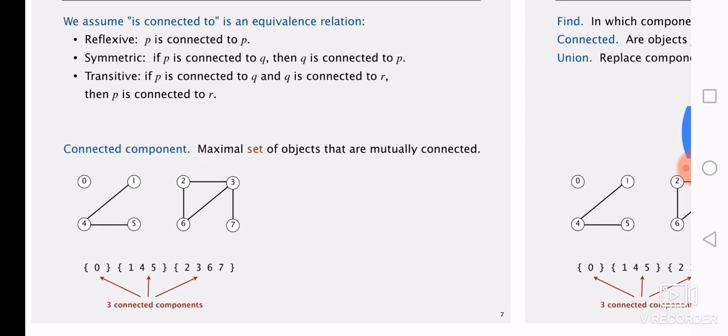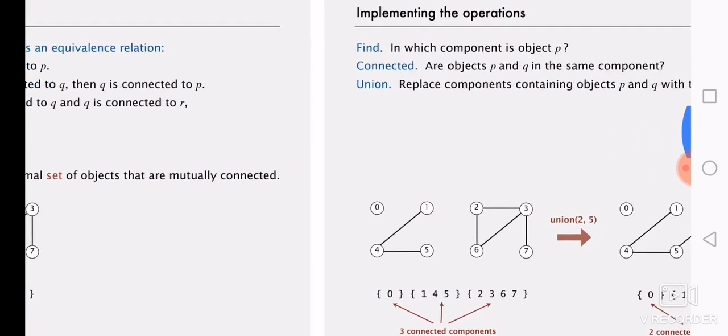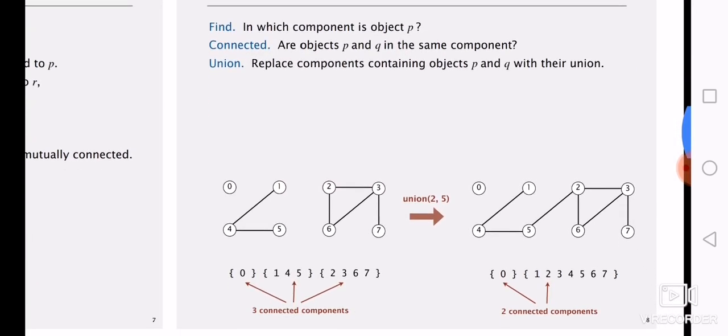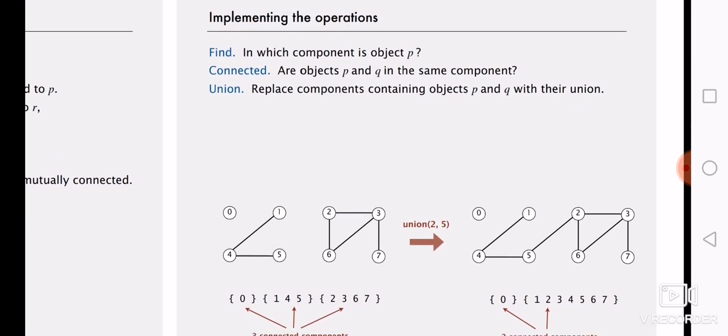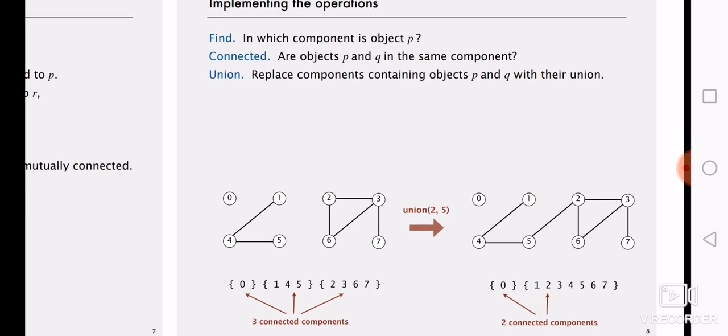A connected component, as we said, is a maximal set of objects that are mutually connected. How many connected components do we have here? 3. It's very easy to recognize. Let's move on. How to implement the operations of union and find. Find: in which component is object P? For instance, if there are 3 connected components, in which component is 0 here? It's in the first connected component.